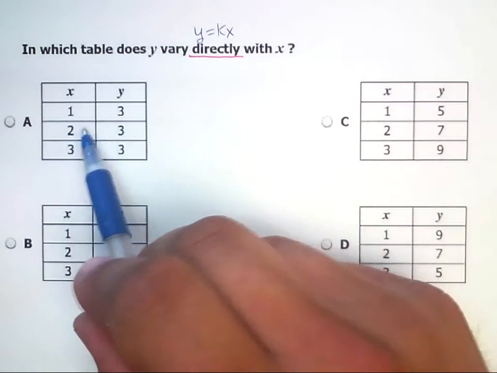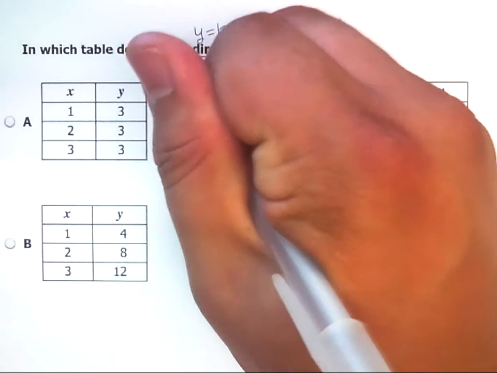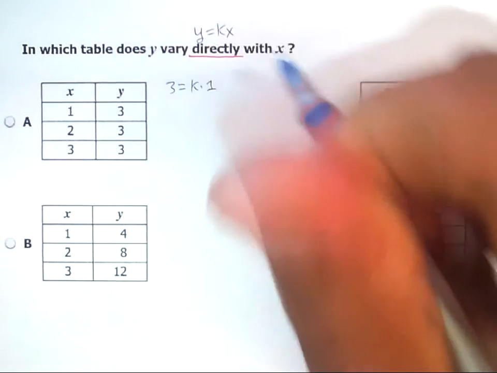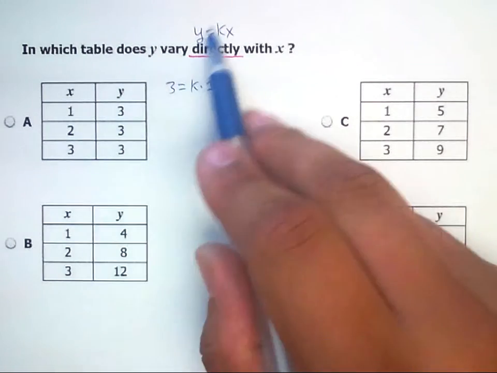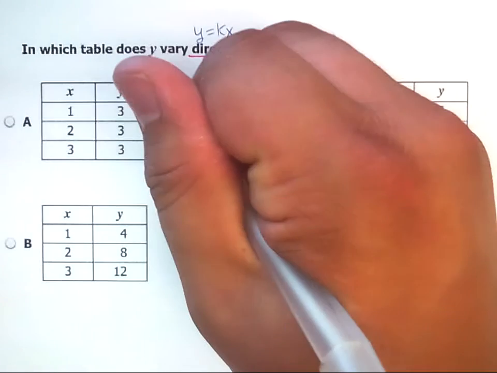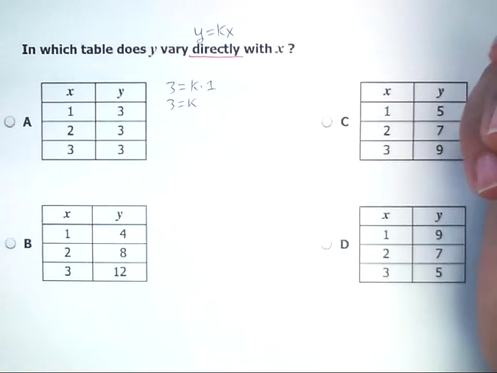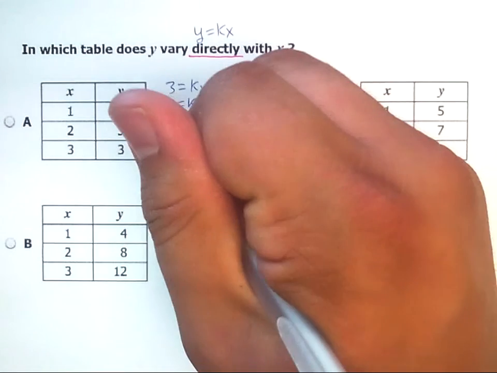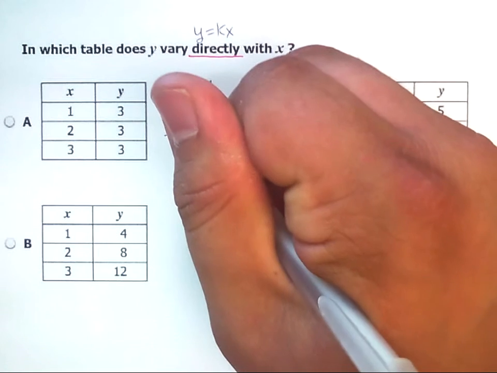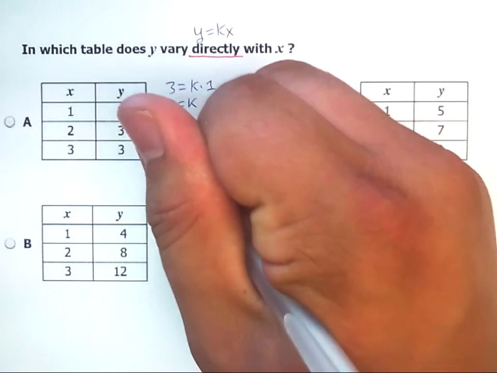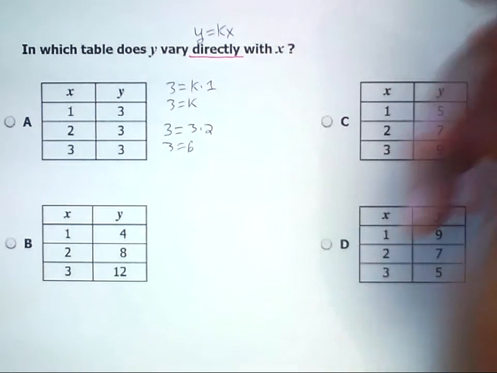So in this first problem, we have 3 equals k times 1. I just plugged the first pair into the formula. So the constant is 3. Let's check and see if it holds true for the second one. 6 equals 3 times 2. 6 equals 6? No wait, the table says 3 equals 3 times 2, so 3 equals 6. That's not true. It failed, so it's not A.